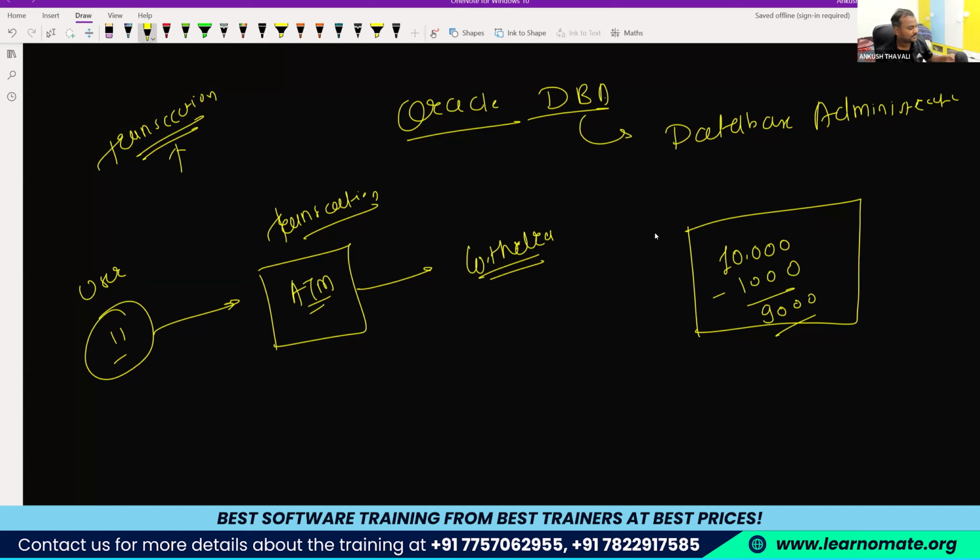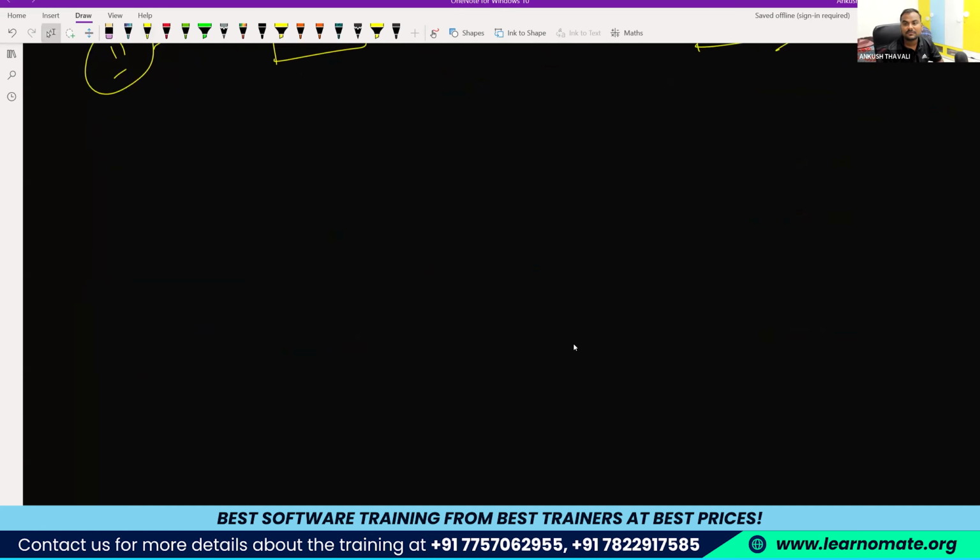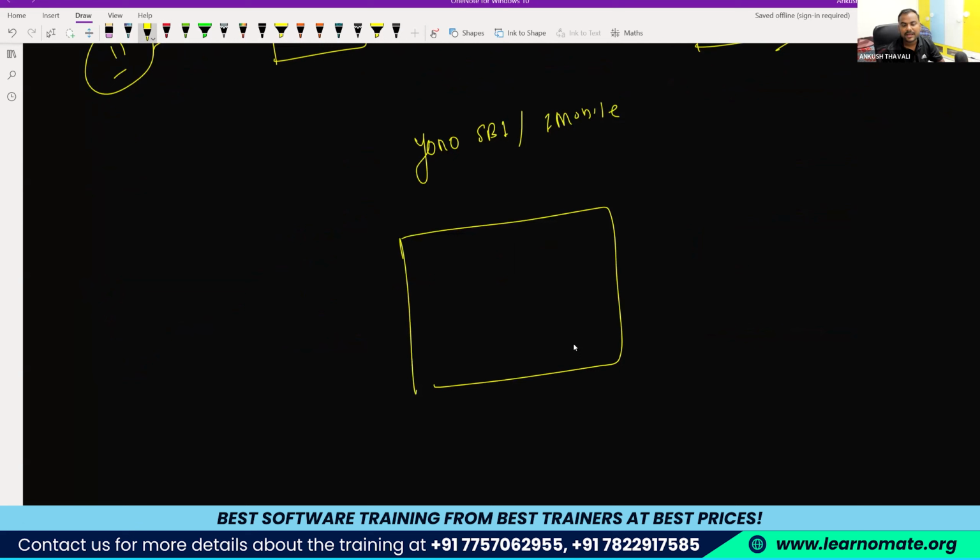That is the transaction. I'll tell you one example, like the SBI application, or iMobile, which is internet banking. Whenever you are using any internet banking application, you see the balance over there. I see a balance of 10,000 rupees in my account. That 10,000 rupees is not available inside the application. The internet banking application is not holding the data.